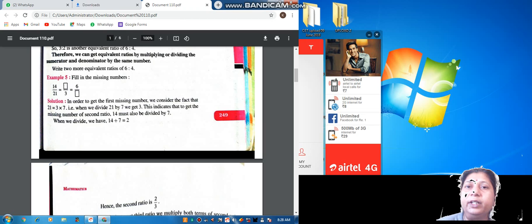So what is the given ratio? 14 upon 21. Right. So see here in the numerator it is 3. So how can we calculate from 21 to 3? It should be divisible by which number? 7, right? So we divided the denominator by 7 and got 3. Now if we divide 14 by 7, how much will come here? 2 will come, right? So it should be 2.